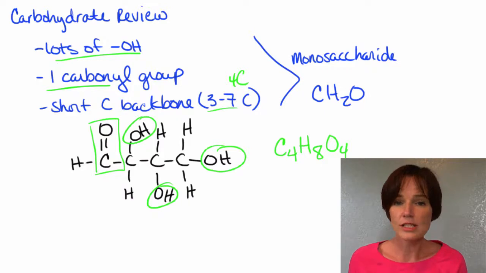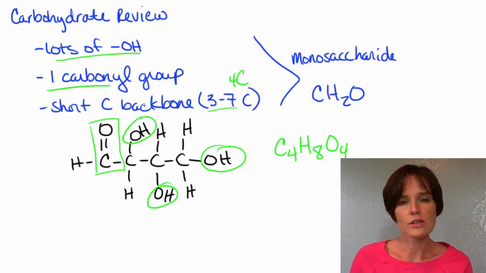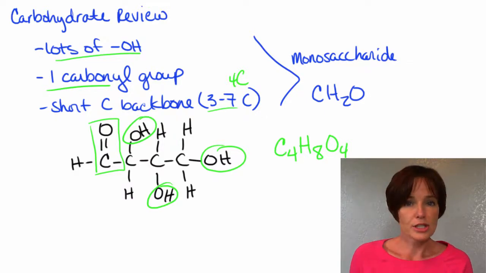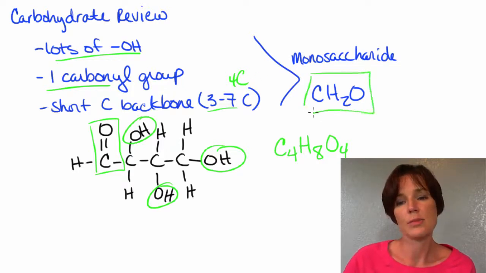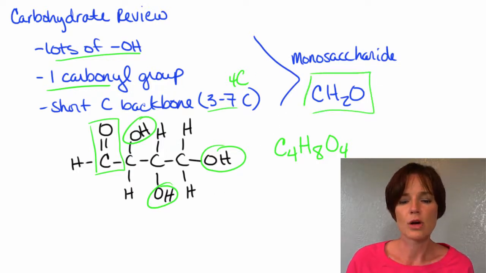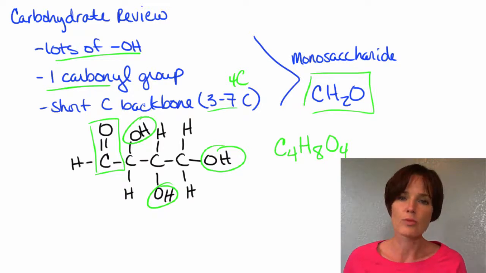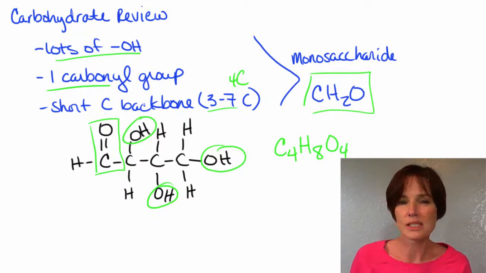We can have ones that form rings though, and the ones that form rings are a little bit different in their appearance, but you're still going to see lots of hydroxyl groups there. And if you come up with the molecular formula, it's still going to come up with some multiple of this right here. And again, remember that we're not looking at really large molecules. We're going to have up to 7 carbons when we're talking about the monosaccharides.